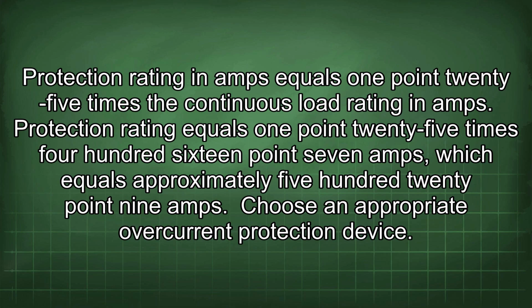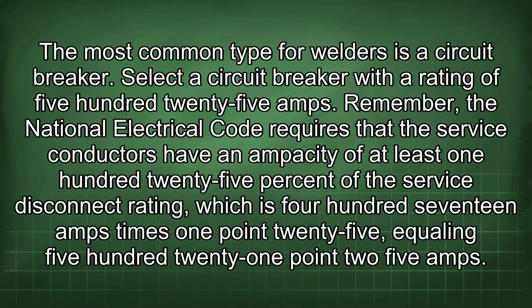Choose an appropriate overcurrent protection device. The most common type for welders is a circuit breaker. Select a circuit breaker with a rating of 525 amps.